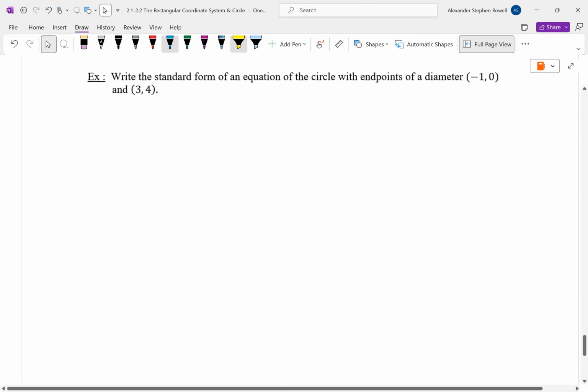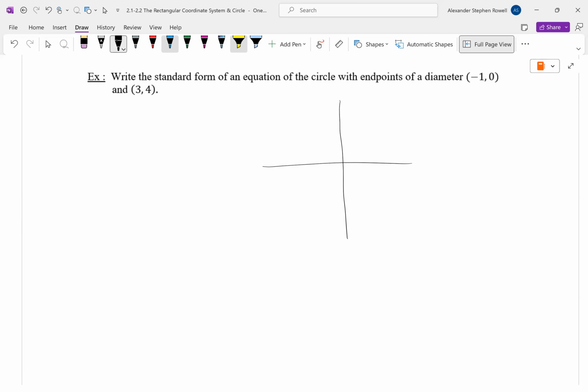Write the standard form of an equation of the circle with endpoints of diameter -1, 0, and 3, 4. I'm going to graph these. You don't have to, but it might be nice to visualize what's going on here. -1, 0 is here, and 3, 4 is here. This is the diameter of the circle. Can I draw the circle? Something like that, right?